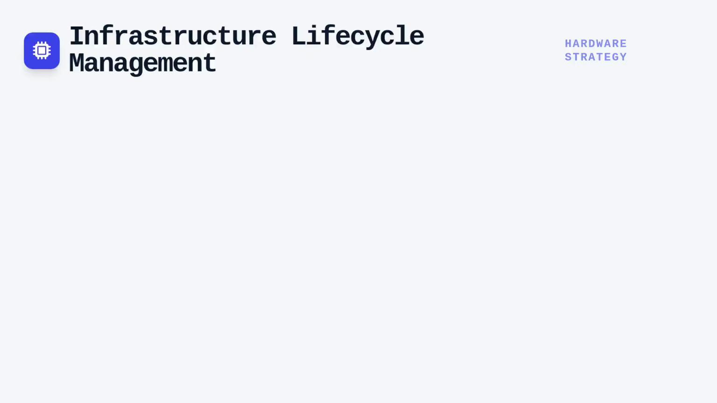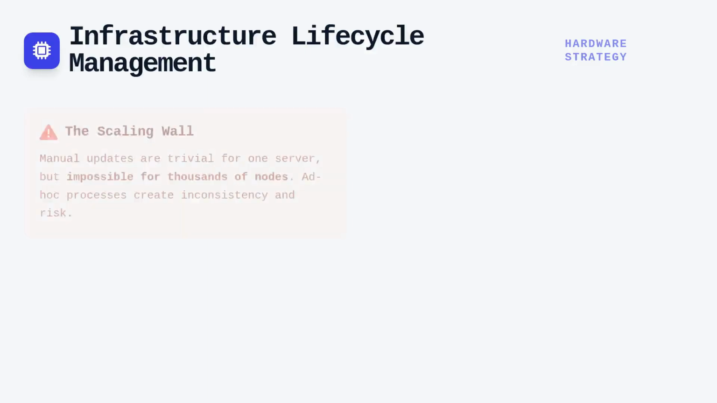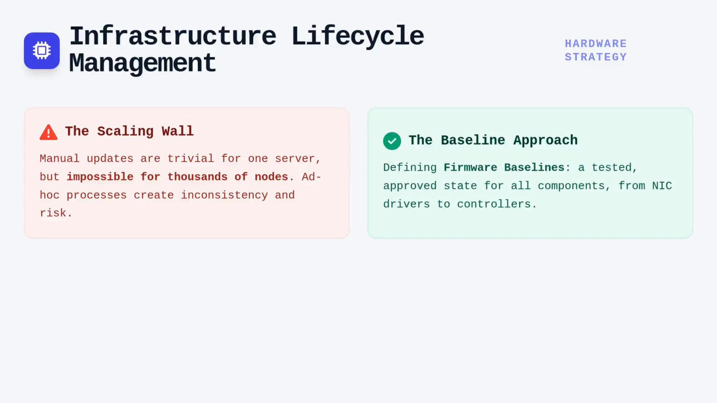The complexity of modern data centers forces us to adopt automated, repeatable processes for lifecycle management. Manually updating firmware on a single server is trivial, but when you are responsible for hundreds or thousands of nodes, you need a strategy rooted in firmware baselines. A baseline represents a known, tested, and approved state for your hardware components, covering everything from network interface card drivers to complex controller firmware. By defining these baselines, you shift the burden of compliance away from ad hoc updates toward a managed state that can be validated through diagnostic telemetry.